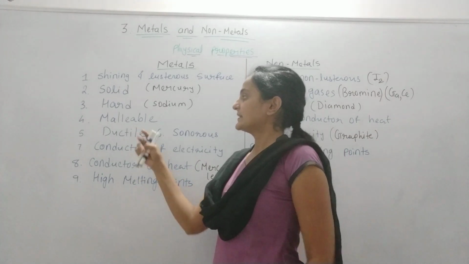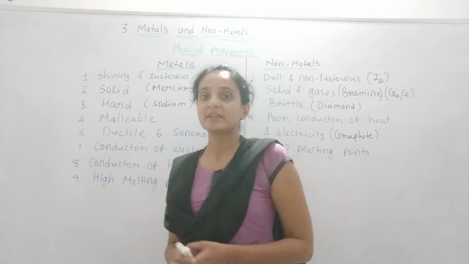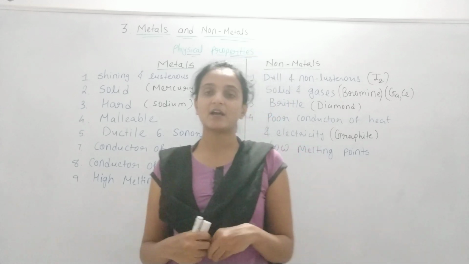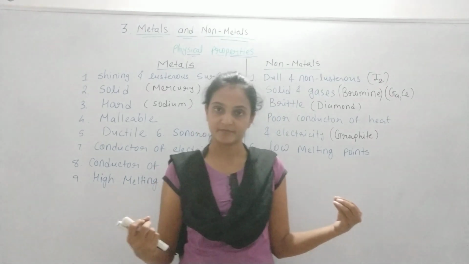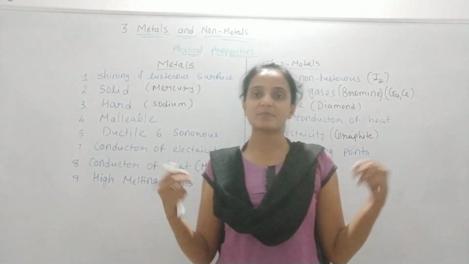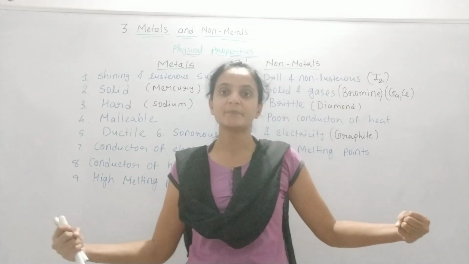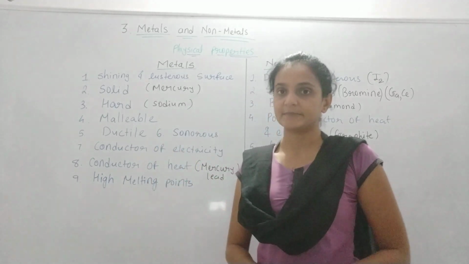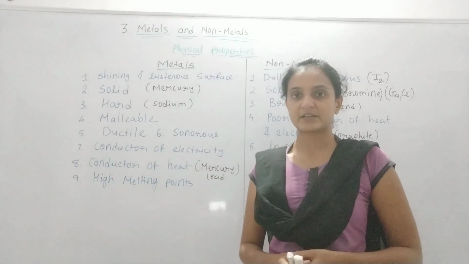Then the fifth one is ductility, or ductile nature. What is the meaning of ductility? You can stretch and draw the metal into a thin wire. This property is known as ductility, like when we prepare copper wire. There are different kinds of wires. Iron also can be converted into a wire, but not a very thin one. Generally metals can be stretched and drawn into thin wires. We all use copper wire in our houses for conducting electricity.